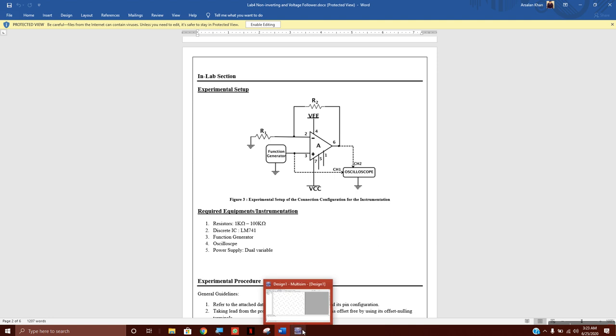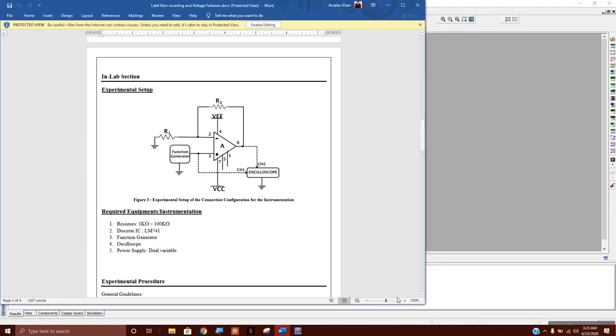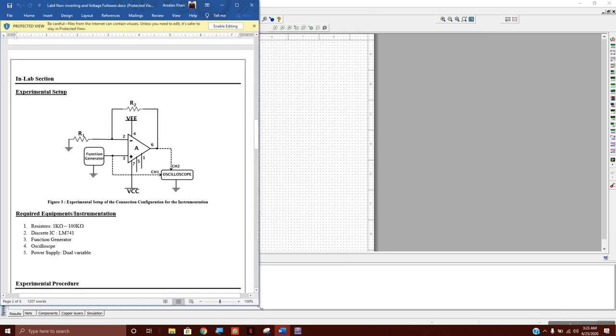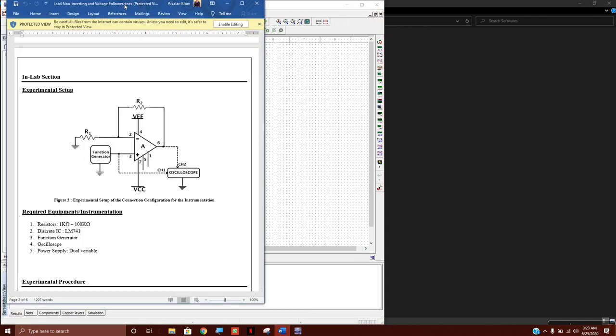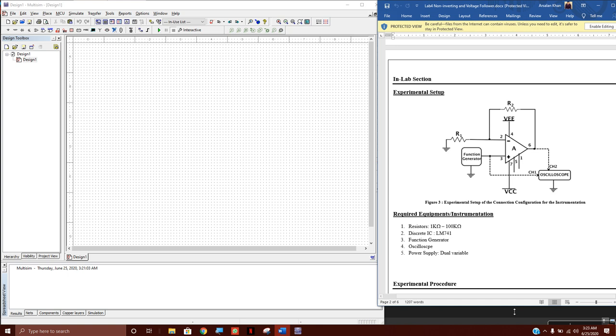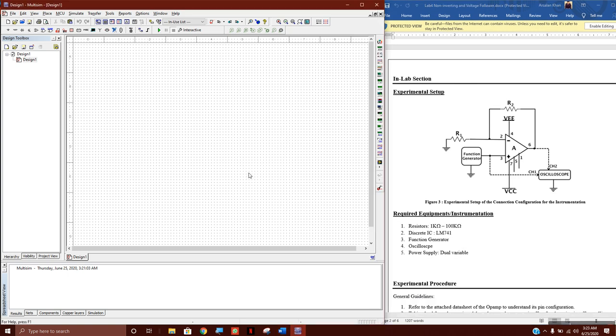So let's move on and see what happens. Okay, the result. The concept is the same as what we saw in Lab 3. The concept is exactly the same. It's just that this is non-inverting and that was inverting. Let's see here, what do we have? I will just focus on this one, and yeah, there you go. Much better. So first of all, let's take a function generator.